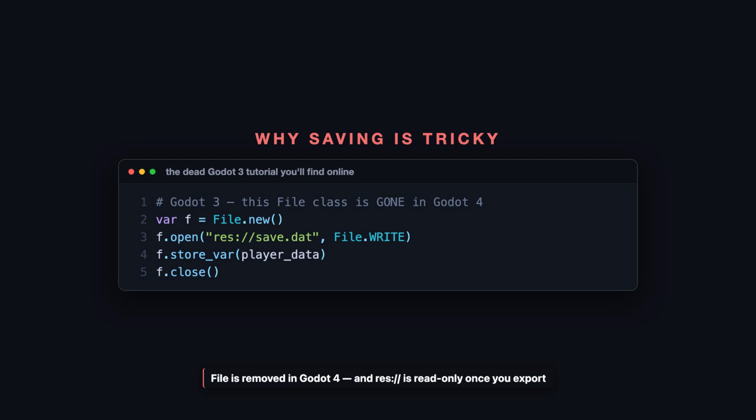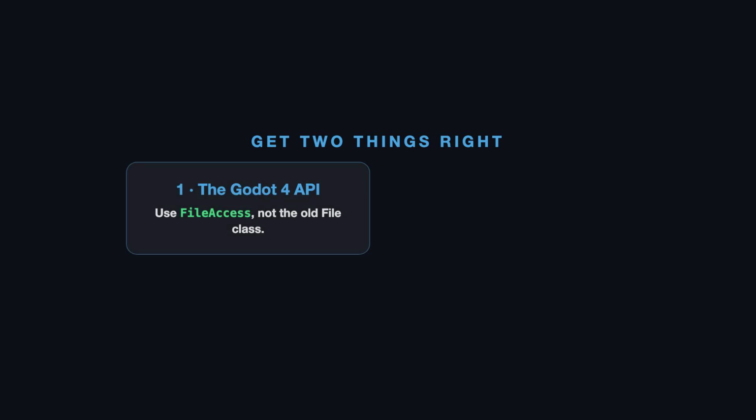Second, and this is the big one, where do you write the file? Beginners reach for the project folder, the res:// path. It works in the editor, so it looks fine. Then you export the game, hand it to a player, and every save silently fails. The res path is read-only in an exported game. You cannot write to it.